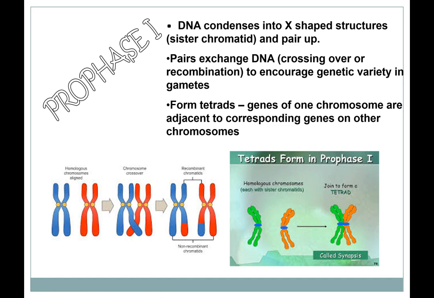So this is the reason why somebody in a family will look just like their great aunt or their grandma, even though the parents don't. This is a way of mixing up all of those genes and getting lots of variation. What they'll do at this point is form something called a tetrad. So these homologs, we'll just keep calling them homologs, actually join up so that they are adjacent to corresponding genes on the other chromosomes.